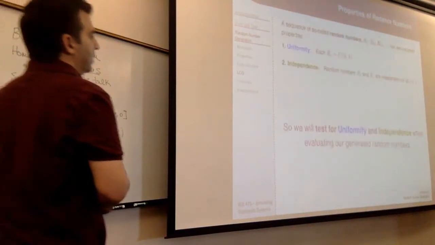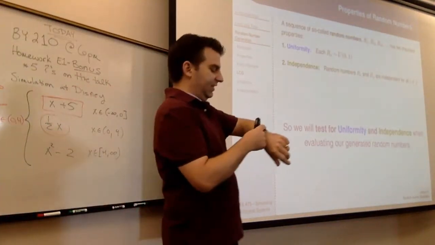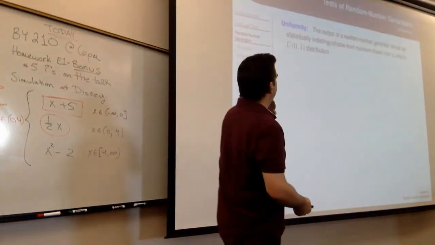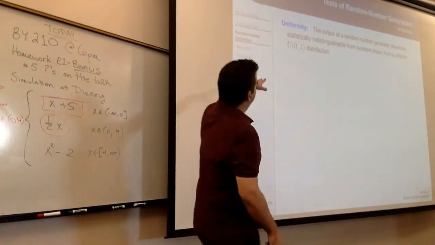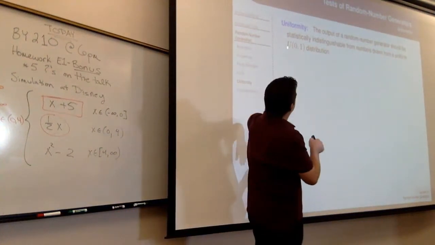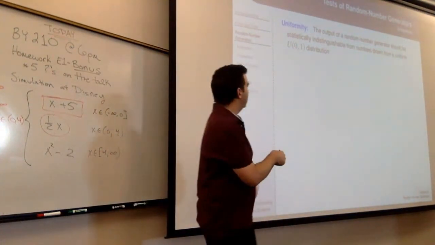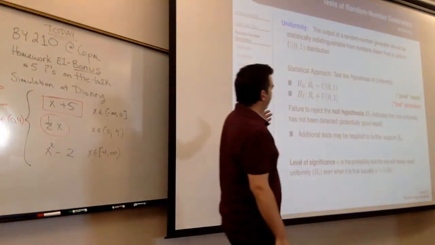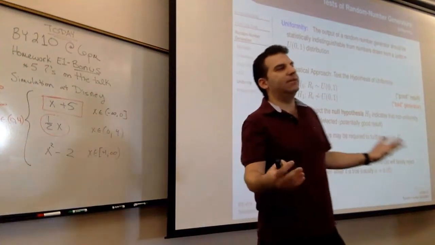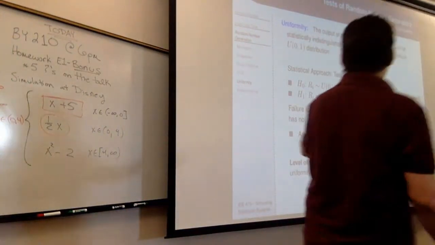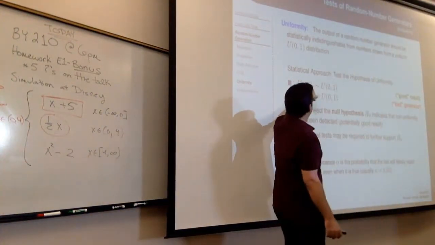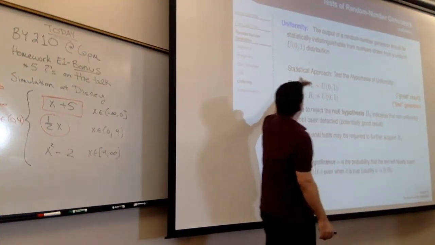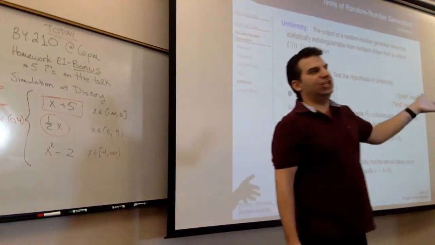Okay. All right, so we want to know how to test for these things, uniformity and independence. So, how do we do that? For uniformity, we say that the output of the random number generator should be indistinguishable statistically from a uniform distribution from 0 to 1. If we were to formalize that, we want to do a statistical test where the null hypothesis is that each random number comes from U(0,1).